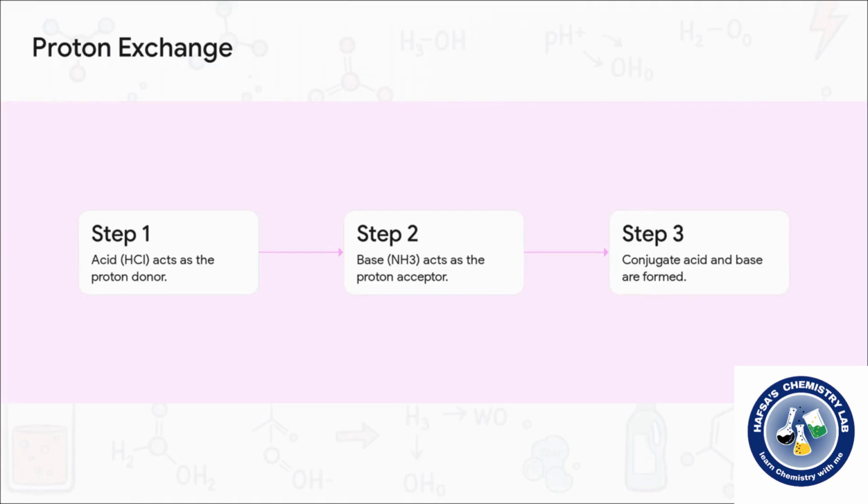Let's look at exactly how this works in practice. Imagine we have ammonia, NH3, and hydrochloric acid, HCl. In step 1, our acid, the HCl, steps up as the proton donor. It throws the proton. In step 2, our base, the ammonia, acts as the proton acceptor. It catches the proton. And the result in step 3? Well, the ammonia becomes NH4+, which is our newly formed conjugate acid, and the HCl, having lost its proton, becomes Cl-, which is our new conjugate base.